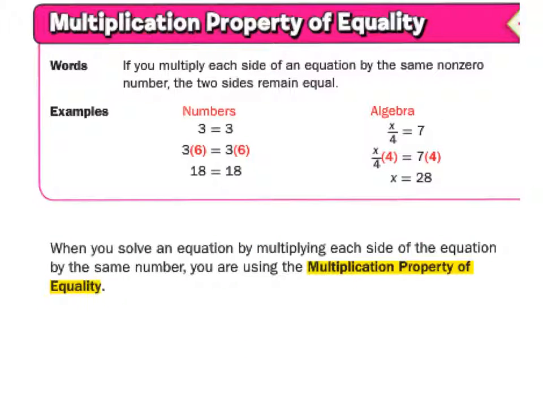So what we're seeing here is the multiplication property of equality. When you multiply each side of an equation by the same non-zero number, the two sides remain equal. And we can see that work here with numbers, as well as with algebra, as we practiced just now. So this is called the multiplication property of equality again.